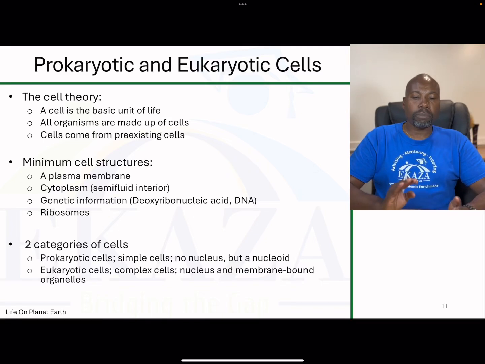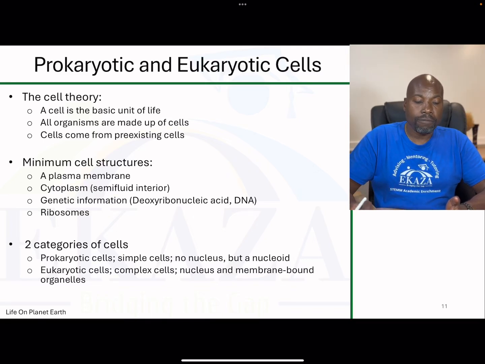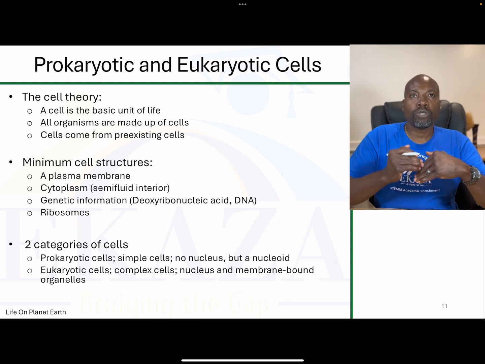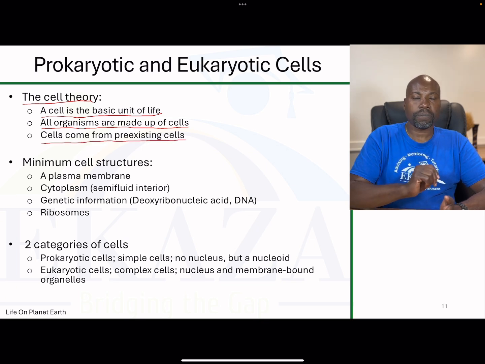Let's take a look at prokaryotic cells and eukaryotic cells in terms of structure and function. Remember, earlier during the introduction of the chapter, we talked about the cell theory, right? That cell theory says that a cell is the basic unit of life, right? All organisms are made up of cells, and cells come from pre-existing cells.